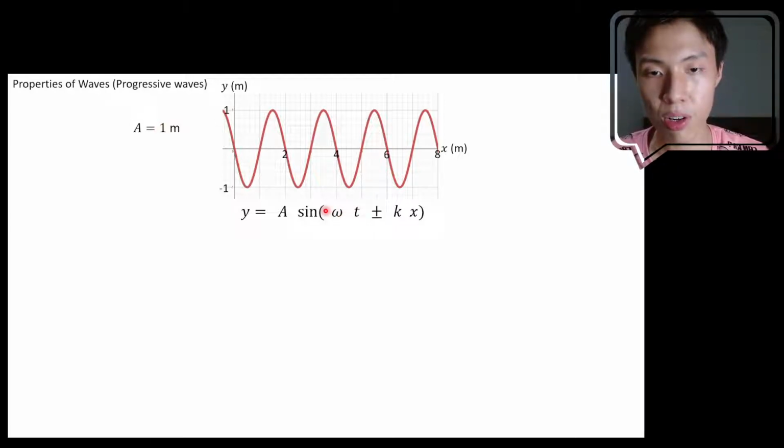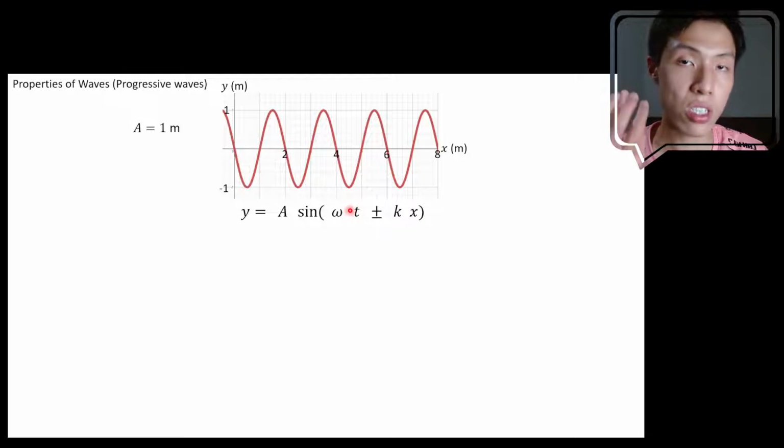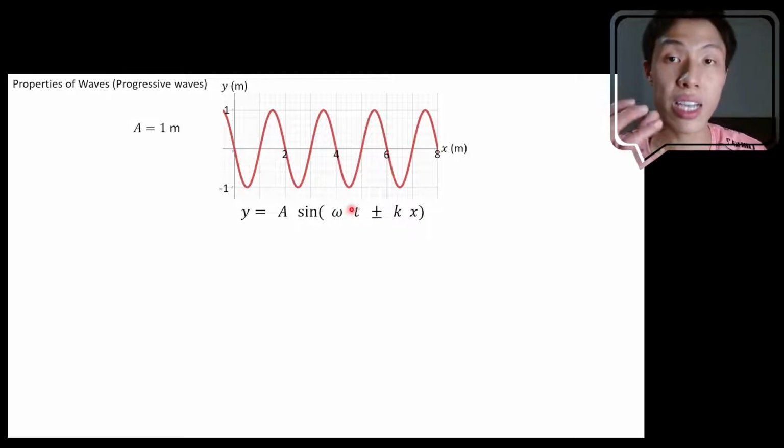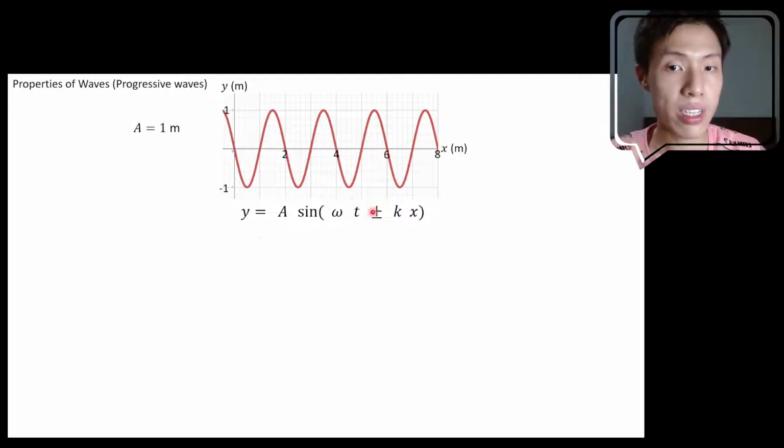Next, we talk about omega, the angular frequency. The angular frequency is related to time. So we need to measure the period first, the time taken to complete one wave cycle. Once we obtain the time, we can obtain the angular frequency through the equation omega equals 2 pi divided by the period.